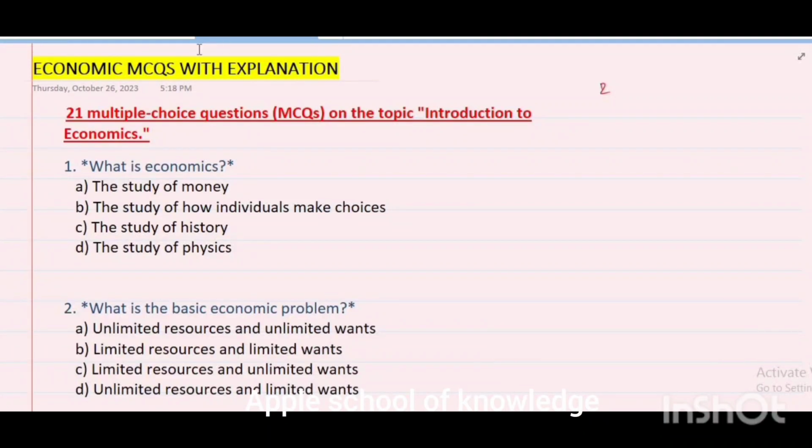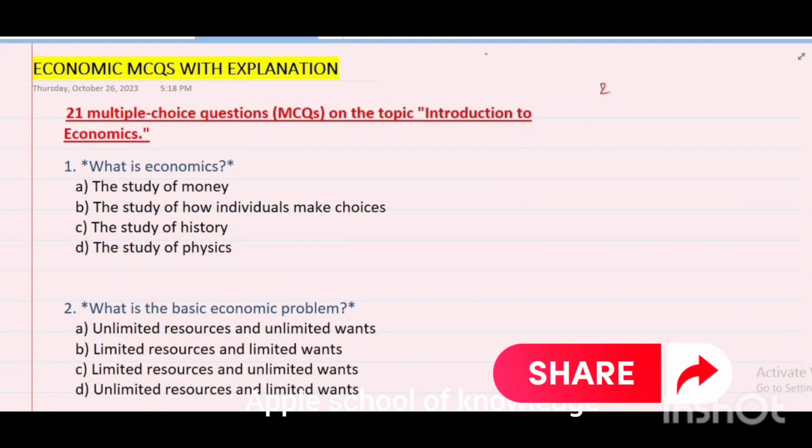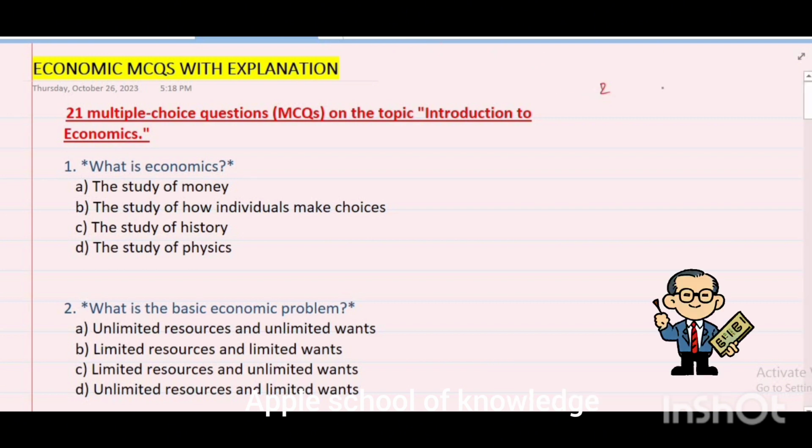Okay. Bismillah Rahman Rahim. So, we have to start the series of economic MCQs, and today I have just chosen only 21 MCQs. We will do all the MCQs in a set of 22. I have just chosen this number as a unique number.